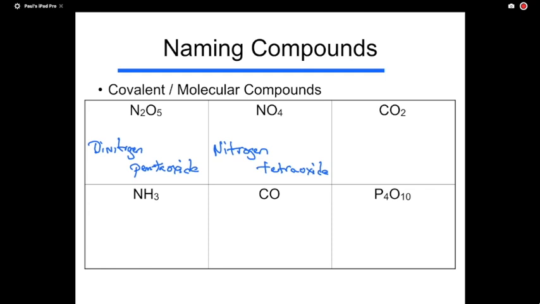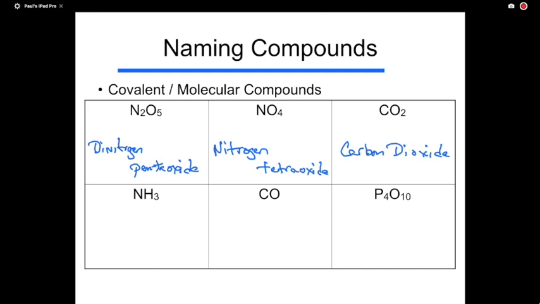Now the next one actually follows a systematic name, but you may know what it is. The first element is what? Carbon. And how many oxides do I have? 2. Dioxide. Carbon dioxide. You've heard that before, right? That's the actual systematic name for that compound.